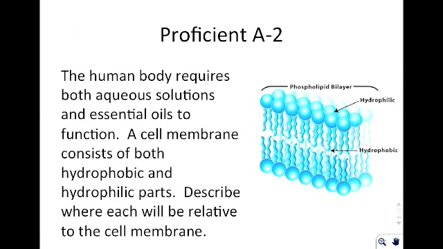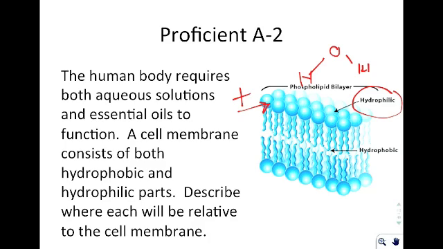The proficient level question says the human body requires both aqueous solutions and essential oils to function. A cell membrane consists of hydrophobic and hydrophilic parts. Describe where each will be relative to the cell membrane. So whenever you have a hydrophilic substance, that means it really likes water. This right here is the positive or charged part of a particular cell wall. It can be positive or negatively charged.